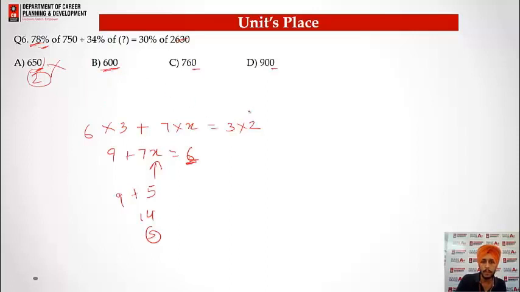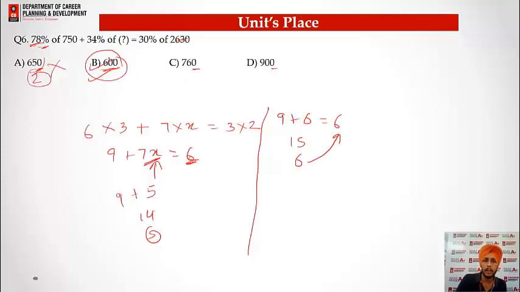So option B will be 6. Let's put option B in place of x. So 9 plus here 7 into 6, that is 42, or 42 will become 6. 9 plus 6 is 15, or the digital sum of 15 will be 6. So what we need, that is also 6. So option B will be our correct answer.